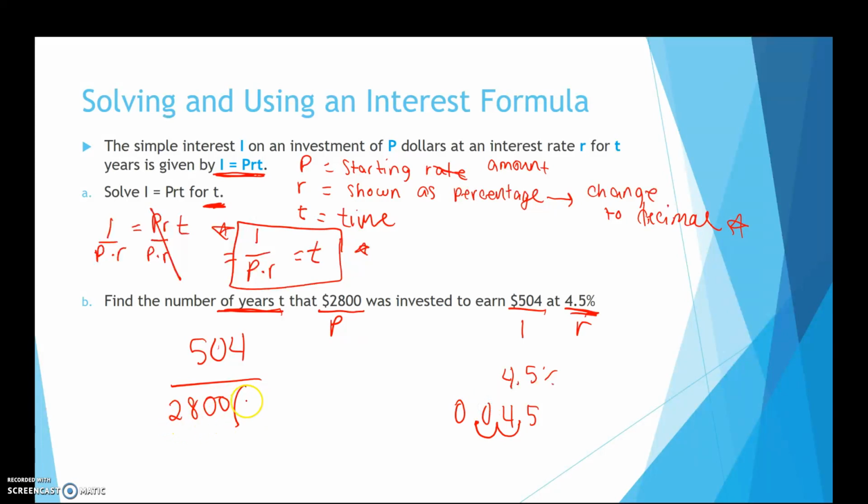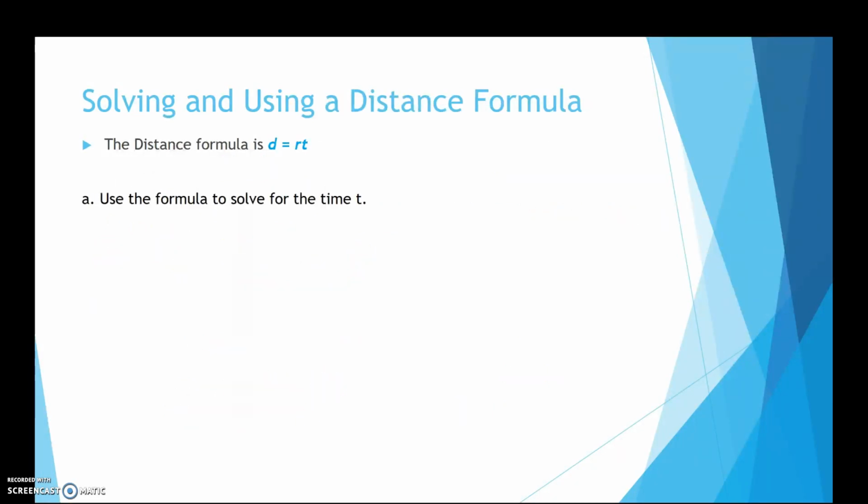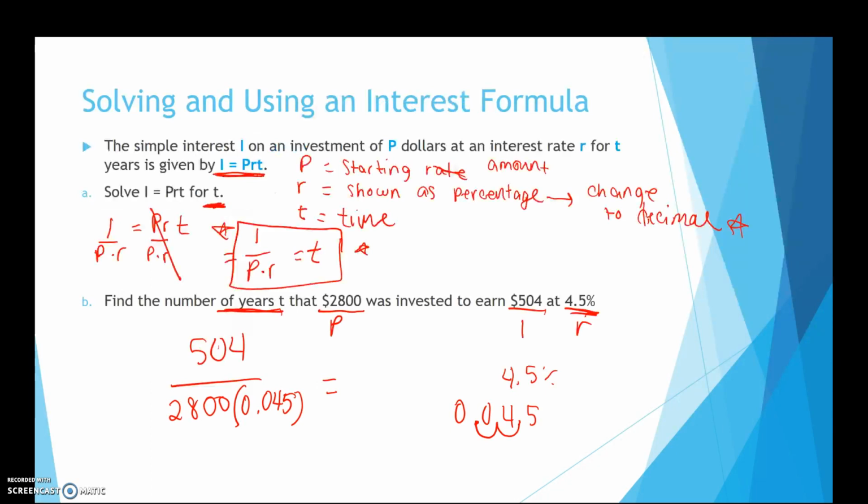So we get 2,800 times 0.045. And when I solve this, that's going to be 2,800 times 0.045. That's going to give me 126. So I take 504 divided by 126, and it's going to give me a decimal of about 3.93. But remember, we're talking about T, the number of years.